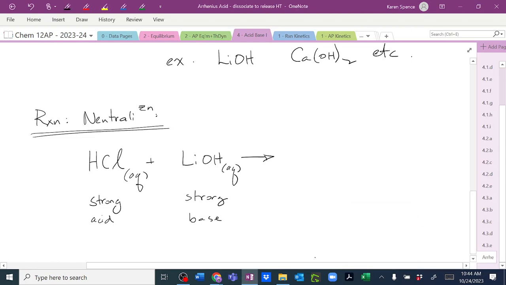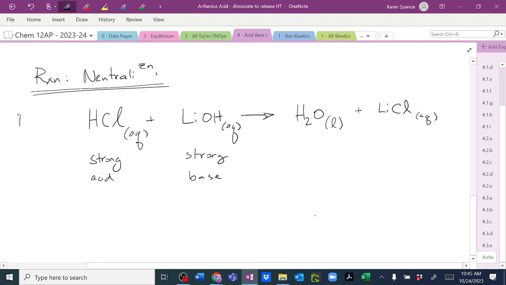Okay, who are our products? Water, H2O. Who's our other product? Lithium chloride, LiCl. What are our states? Liquid and aqueous. So we're going to write a complete ionic equation. This is our formula equation.